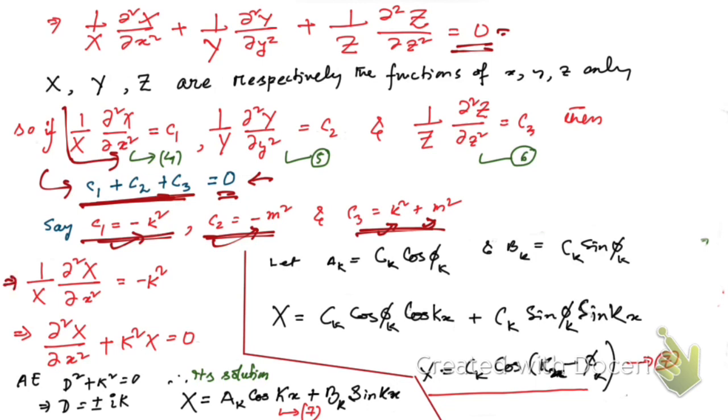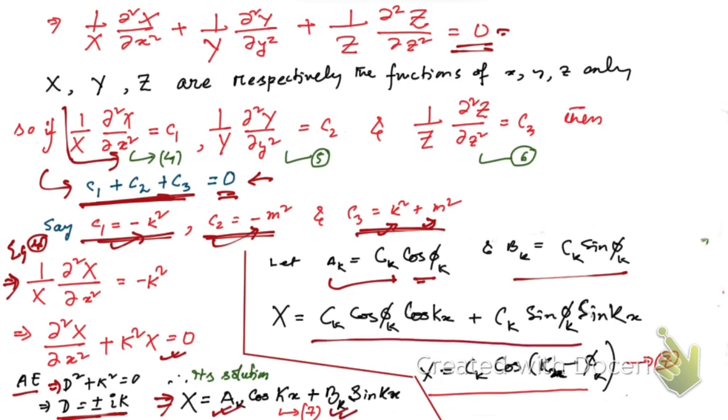From equation number 4 we have got this. Equation number 4 implies this, and now you see this is a differential equation, and its auxiliary equation is this. And from here, these are imaginary roots, so its solution will be given by capital X, which is a function of small x, a k cos kx plus b k sin kx. Now let us consider a k is c k cos phi k, and b k is c k sin phi k. If you put the values of a k and b k here, then you will get this result. This can be expressed using the cos a minus b formula in this form. Suppose this is equation number 7.